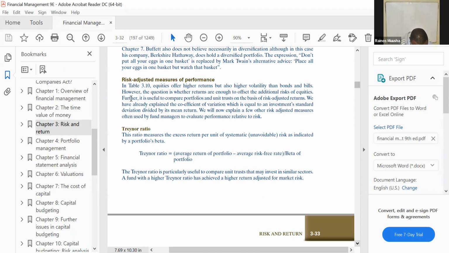Here they say, in table 3.1, equities offer higher returns, but also higher volatility than bonds and bills. However, the question is whether returns are enough to offset the additional risk of equities. Further, it is useful to compare portfolios of unit trusts on the basis of risk-adjusted returns. We have already explained the coefficient of variation, which is equal to the investment standard deviation divided by the mean return. We will now explain a few other risk-adjusted measures often used by fund managers to evaluate performance related to risk. The first one is the Treynor ratio.